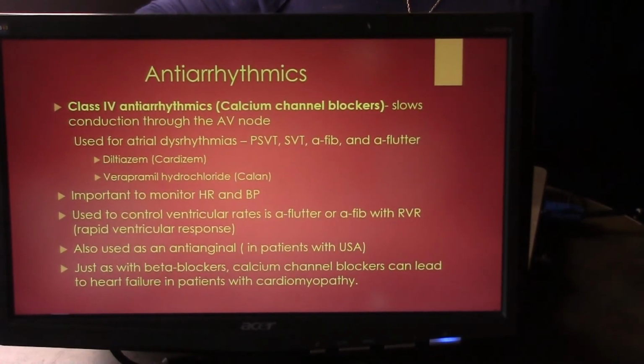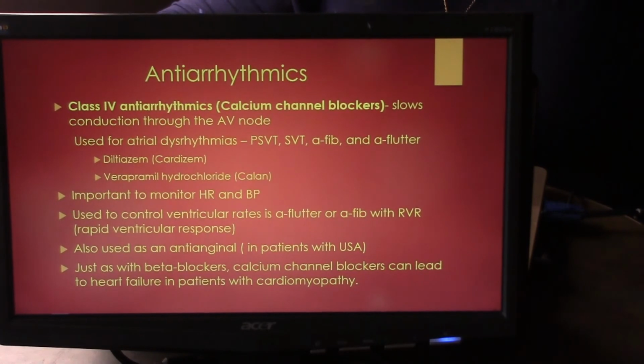Class 4 antiarrhythmics are calcium channel blockers, and again, the AV node is dependent upon the influx of calcium for its conduction, so slowing conduction through there slows down the ventricular rate. It is used primarily for atrial dysrhythmias such as SVT, AFib with RVR, which is rapid AFib, AFib with a heart rate greater than 100, and atrial flutter. Diltiazem is the drug most frequently used in that situation, but occasionally verapamil is also used, primarily for SVT unresponsive to adenosine, for example.